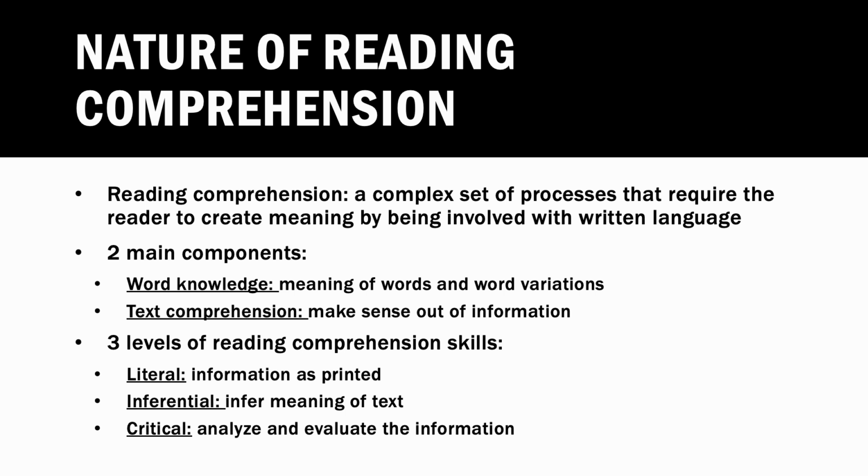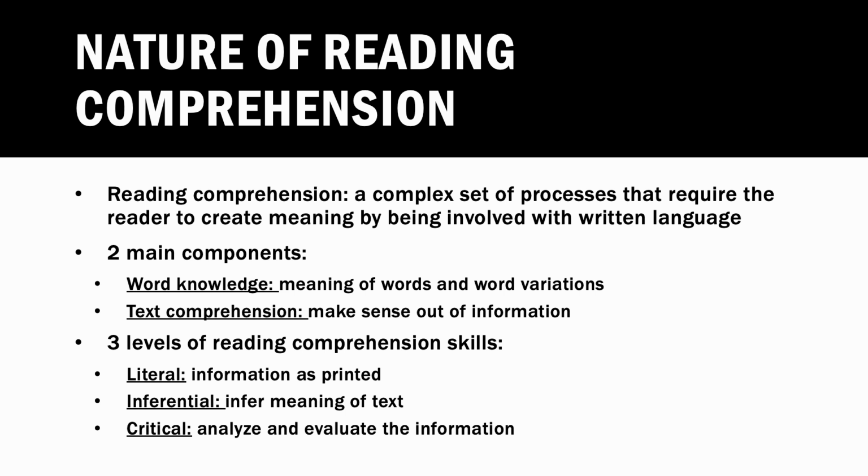It's the most critical skill for students to get in order to be successful in school. So there's two main components, word knowledge and text comprehension. Word knowledge means that you understand what the words and word variations mean. And then text comprehension means you can make sense of all of that information when you put it all together.